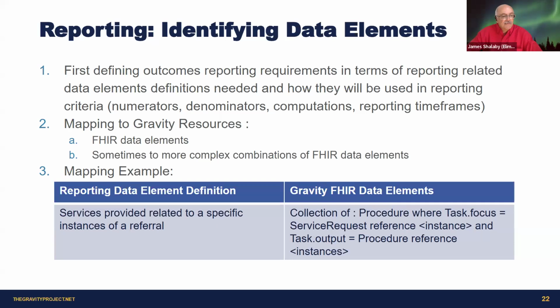So for example, we have a reporting data element definition on the left, services provided related to a specific instance of a referral. But in Gravity, it's not just one data element. It's basically a collection of procedures where the task focus was a specific service request. The instance is a service request from last week, and the task output was a procedure reference, what was actually done to fulfill that request. Again, it's just what was performed to satisfy the service request from a week ago. Okay, so we go to the next slide.